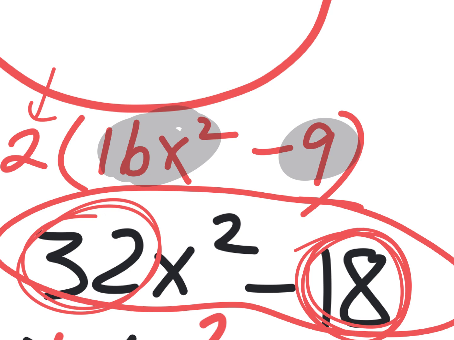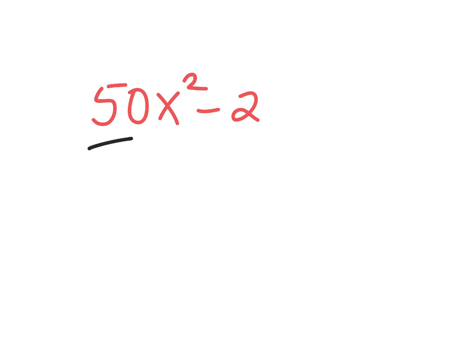All right, so here's one like that: 50x squared minus 2. Pro tip, always look for a GCF. These two have a GCF. Megan, what do you think we should do first?